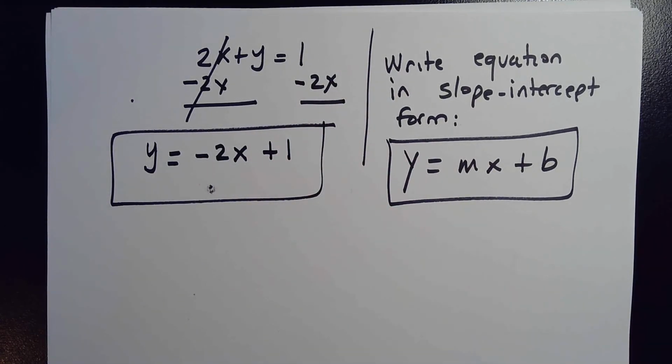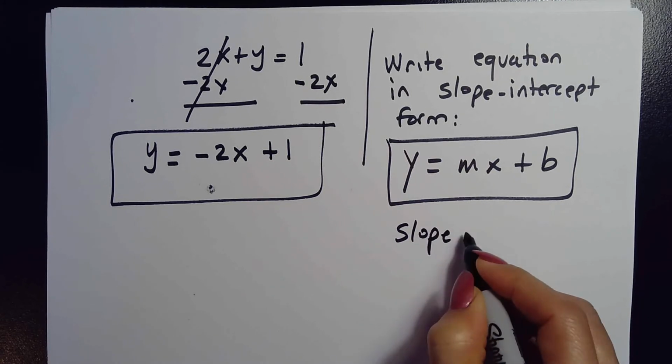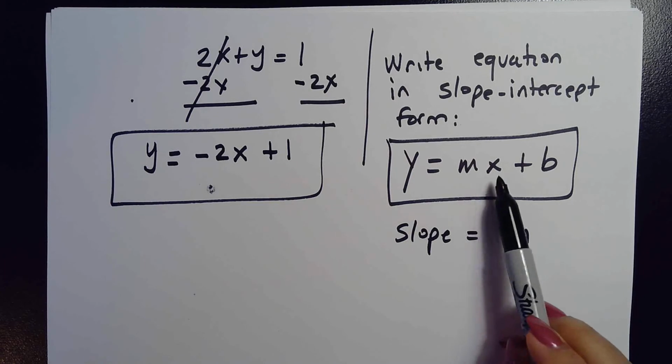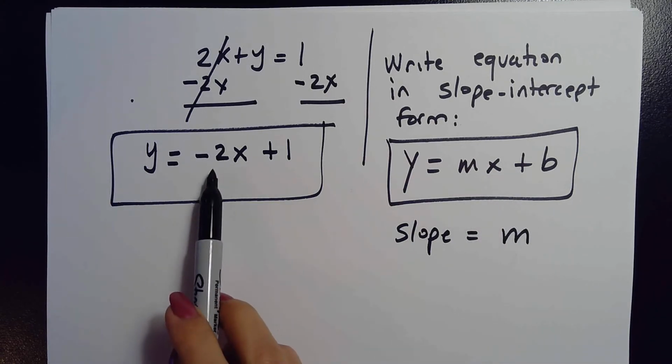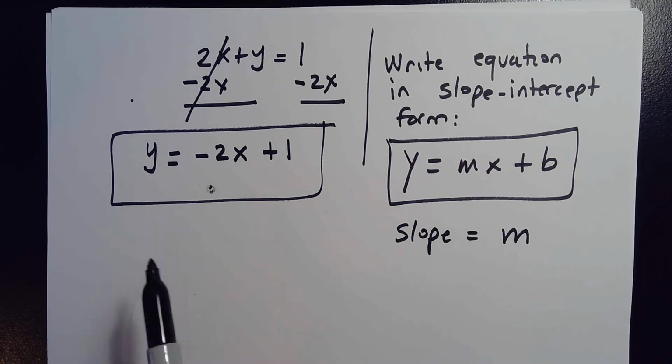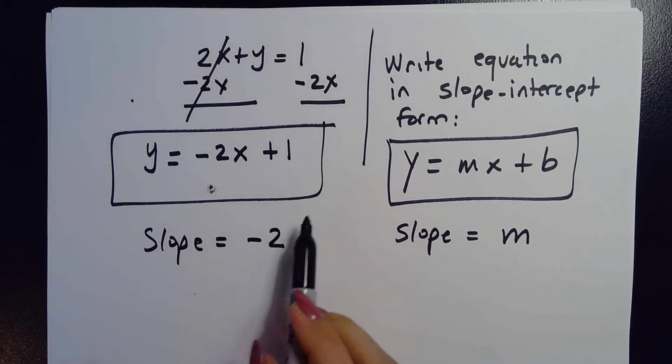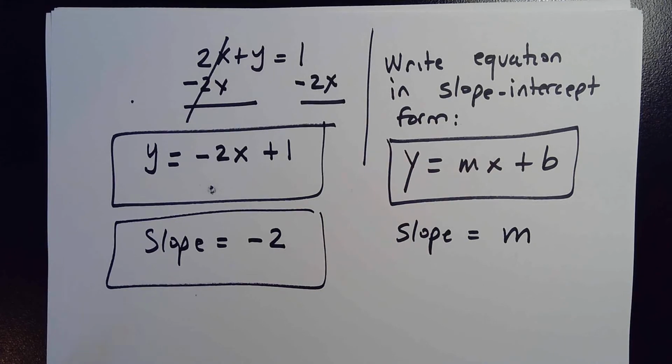The slope here, so the slope is equal to m, right? This m, whatever m is the number next to x. So m here in our example is negative 2. So then the slope is equal to negative 2. Okay? That's how you find the slope.